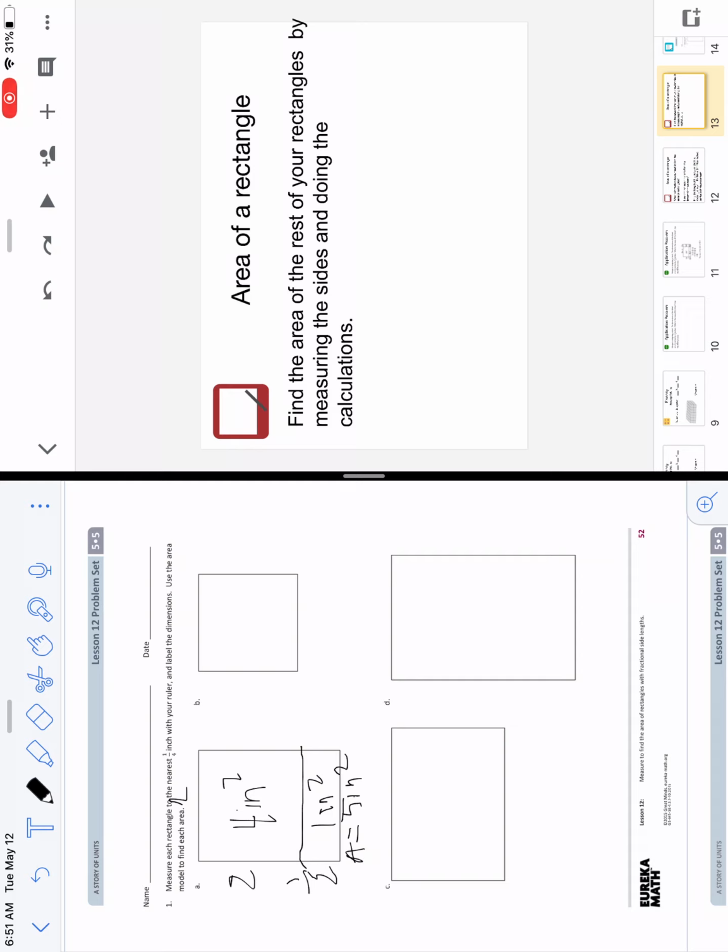So the next rectangle, 1B. If you measure the next rectangle with your ruler, the actual ruler that you have might be off a tiny, tiny bit because it is a printed ruler. So I'm going to give you the dimensions of this square, and then I want you to find the area.